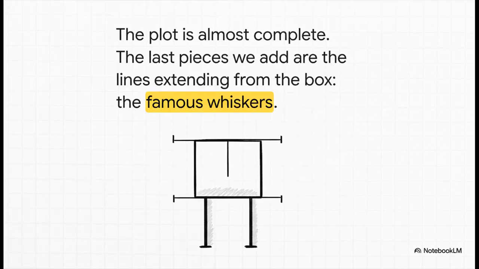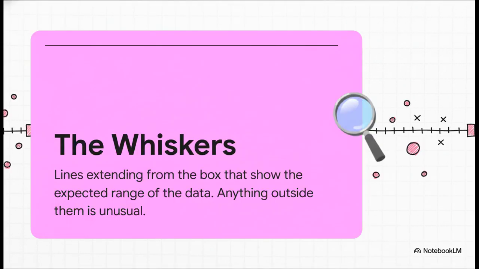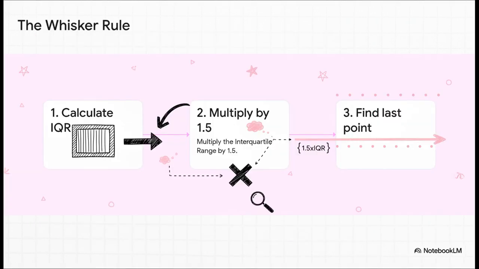All right, we've got our median, we've got our box. The last thing we need to add to this structure are these lines that stretch out from the top and bottom. We call them whiskers. So what do the whiskers do? Well, they show you the expected, kind of reasonable range of your data. They stretch out to capture most of the data points, and they help us define what's a normal outcome versus what might be unusual.